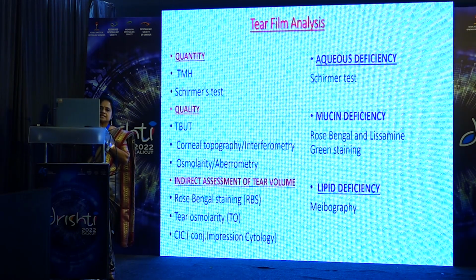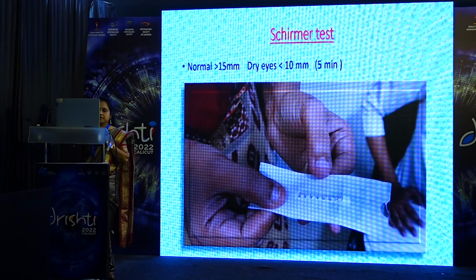So tear film analysis can be classified based on whether we check the quantity of the tear, quality, tear volume, etc., or it can be classified as aqueous, mucin or lipid deficiency. So let's see one by one. The Schirmer test is a very common test which is done in our practice.